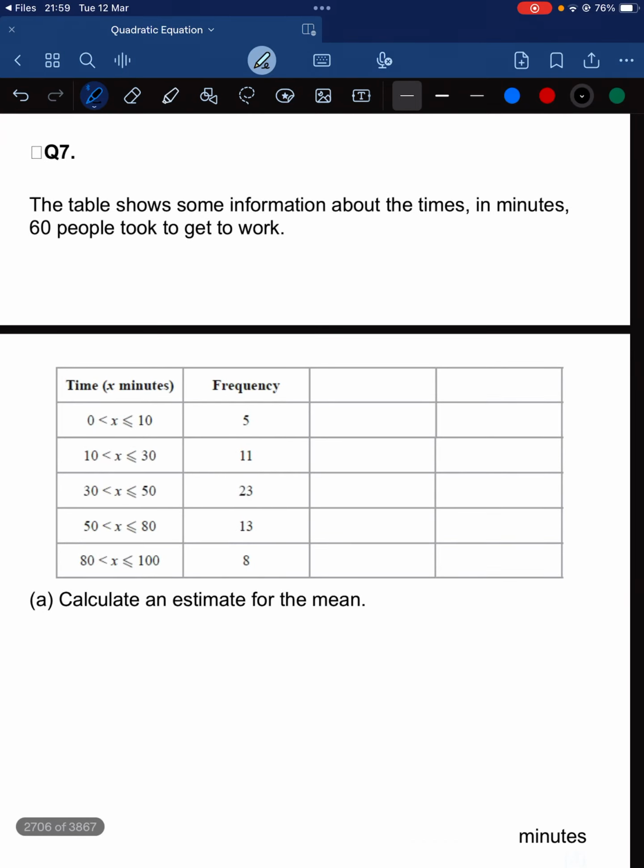Hello everyone, this is Salman Siddique, and in this video we are going to learn a new concept, that is how to draw the cumulative frequency graph.